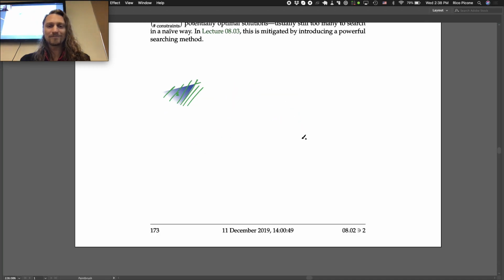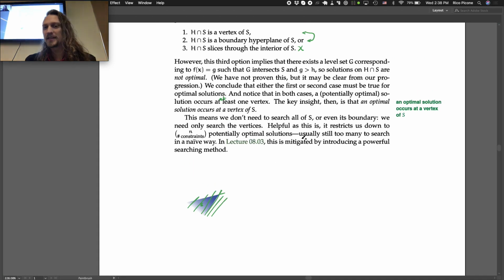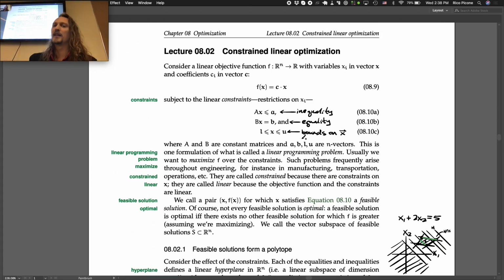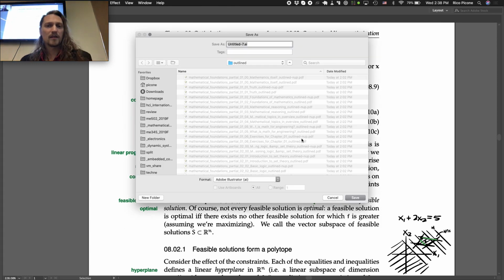Okay. All right, so that's all I've got for this overall understanding of constrained linear optimization.